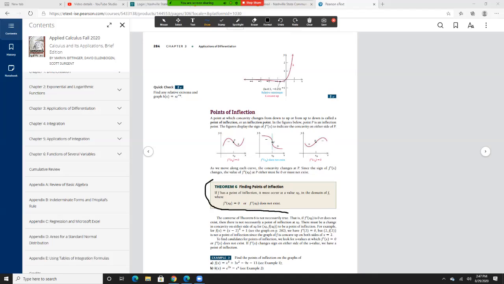Theorem 6. Finding points of inflection. If you want to find possible points of inflection, you set the second derivative equal to 0 and solve, or you look for x values where the second derivative does not exist.